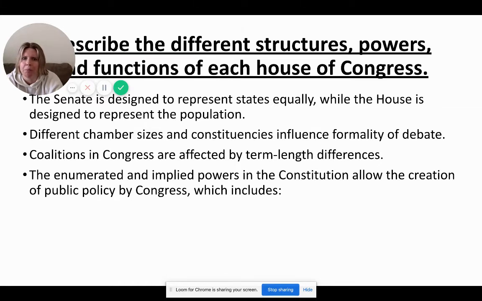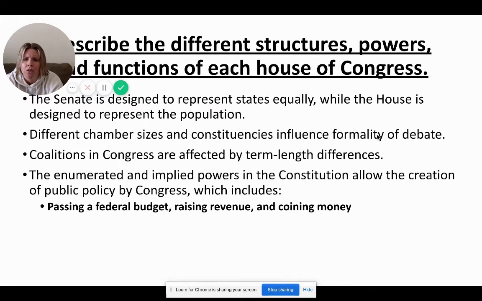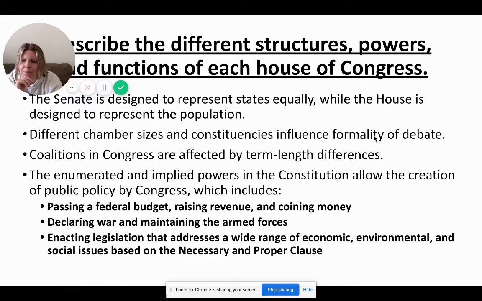A senator is much easier able to take on that trustee model. So we should know that Congress passes the federal budget. They raise money. They also can coin it. They declare war and they maintain the armed forces. And that they also can enact legislation that goes beyond those enumerated powers.